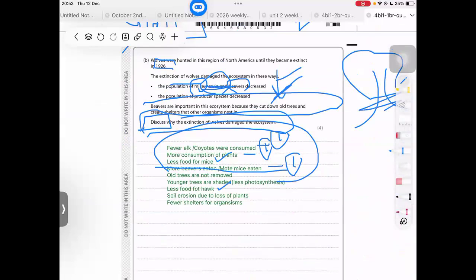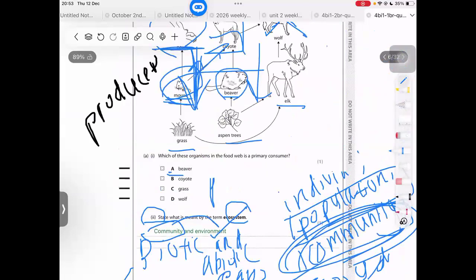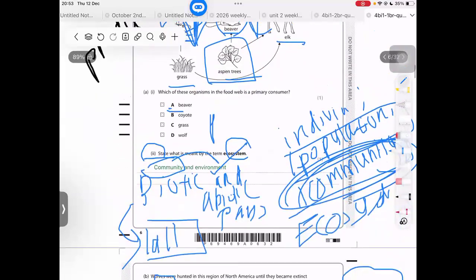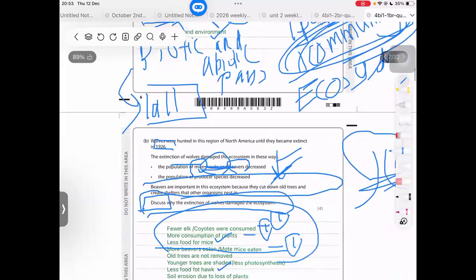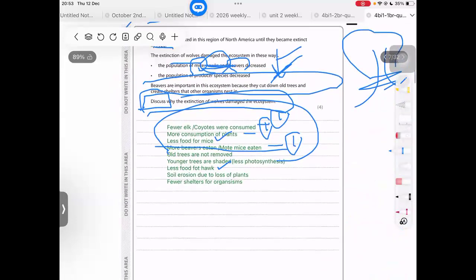And also, now there are fewer beavers. Why are there fewer beavers? You don't have to explain why, you know why. Because there are fewer aspen trees, and also more coyotes. Therefore, the number of beavers is less. As a result, what happened? All the old trees will not be removed.